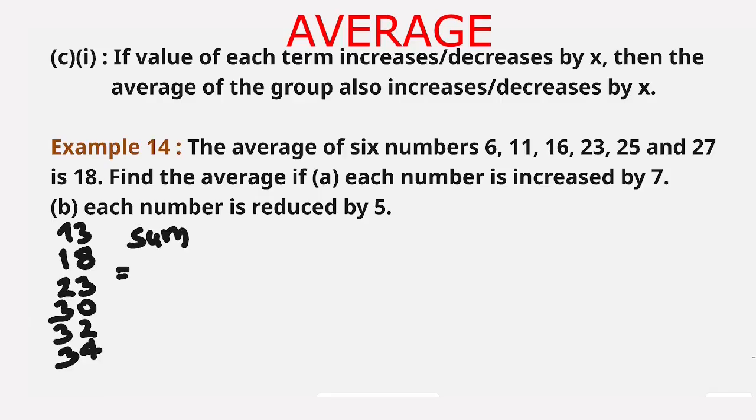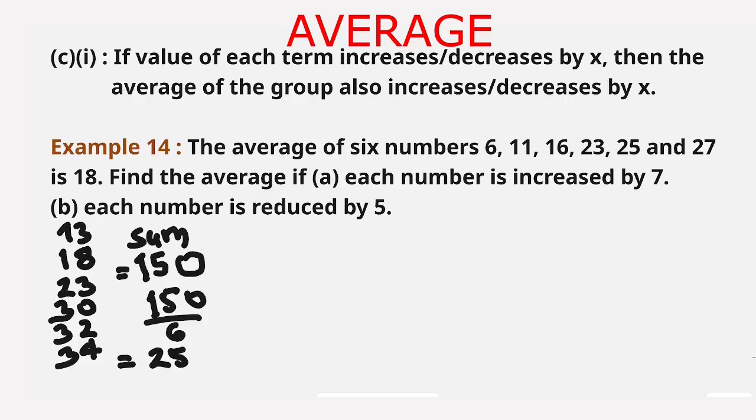We take the sum of these numbers. 3 plus 8 is 11, plus 3 is 14. 14 plus 2 is 16. 16 plus 4 is 20. We write 0 and carry 2. 2 plus 1 is 3, plus 1 is 4, plus 2 is 6, plus 3 is 9, plus 3 is 12, plus 3 is 15. So this sum is 150. And if we have to take the average, then 150 divided by 6 equals 25.